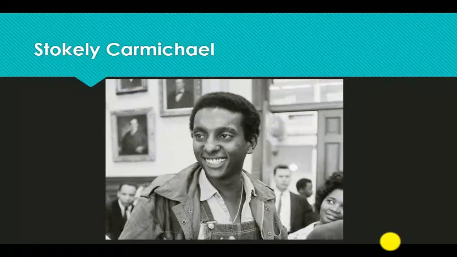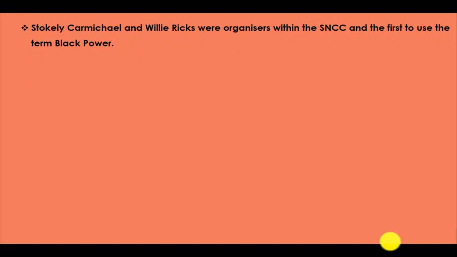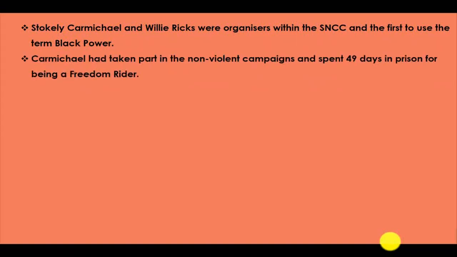Okay, so Stokely Carmichael is one of the first that we look at. Stokely Carmichael and Willie Ricks were organizers within the SNCC and the first to use the term Black Power. Carmichael had taken part in the non-violent campaign and spent 49 days in prison for being a freedom rider. He became chairman of the SNCC in 1966.